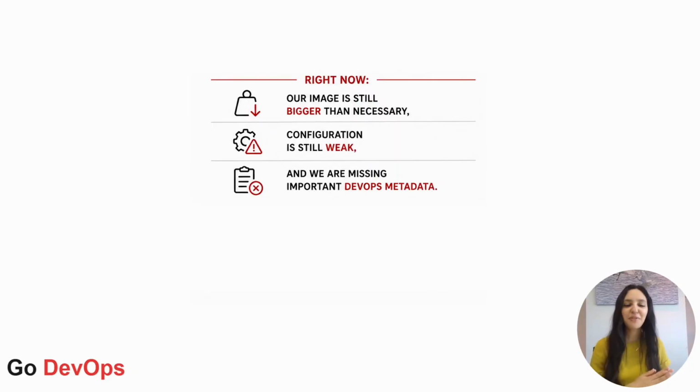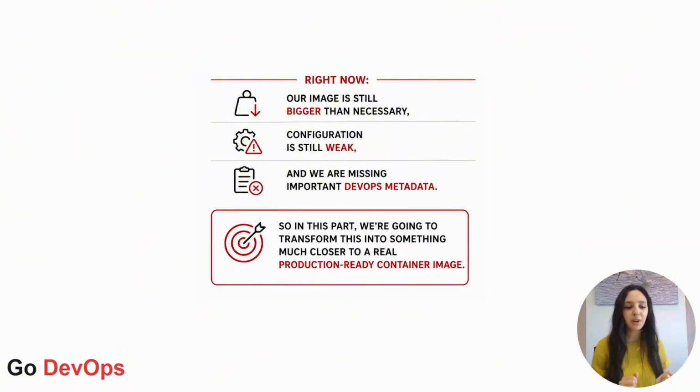So our container file is now better, but honestly, this is still not how we build real production container images. So right now, our image is still bigger than necessary, configuration is still weak, and we are missing important DevOps metadata. So in this part, we're going to transform this into something much closer to a real production-ready container image.